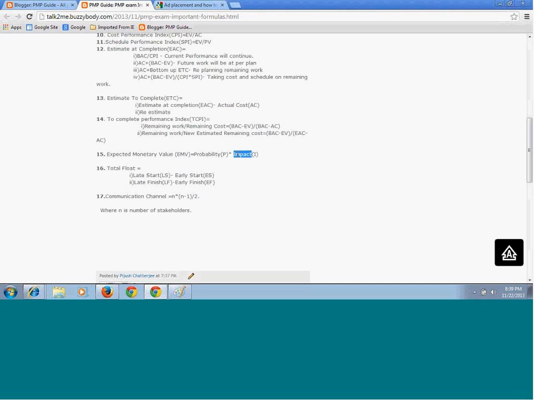Now total float. This is the time your particular activity can be delayed without delaying your project schedule. By this definition, you can easily understand that the total float will always be 0 for critical path activities, because that is the shortest duration you can get, and the maximum duration you will get is in the critical path. Beyond that, you cannot complete your project. So let's see the definition of total float. It is the late start minus the early start, or the late finish minus the early finish. Both formulas will give you the same result.